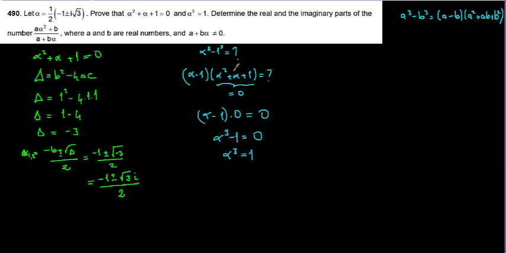So this value is going to be 0. If this value is equal to 0, this is completely 0. If this is completely 0, which means that alpha cube minus 1 is equal to 0. If alpha cube minus 1 is equal to 0, alpha cube is going to be equal to 1.